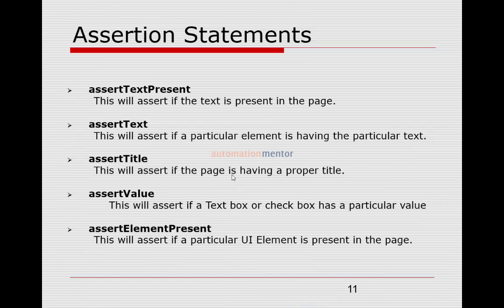Like we can assert a particular text is present on the web page or not, or we can assert a text within a particular element having that particular text is available or not. Assert title is nothing but we can verify a particular web page title is matching with our requirement. And assert value: let's say I want to verify a value available in the text box, we'll be using the command called assert value. And assert element present: I want to verify a particular element is present on the page or not, then we will be using assert element present.